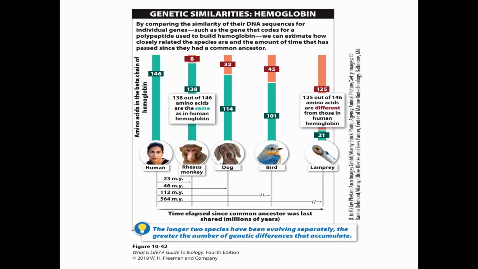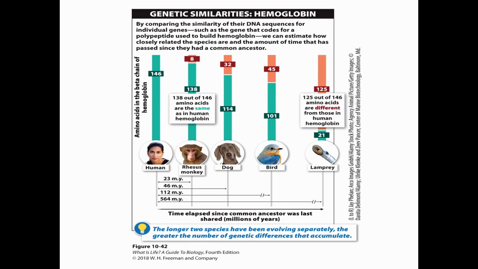One of the last things we're going to look at is hemoglobin, the genetic similarities there as well, showing us those evolutionary relationships. Hemoglobin is an important protein that helps us transport oxygen around in our blood. And there is a gene that codes for a certain polypeptide that helps build hemoglobin, because hemoglobin is made of 4 different chains. And so we're looking at the beta chain of hemoglobin.